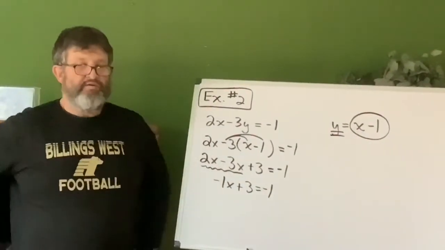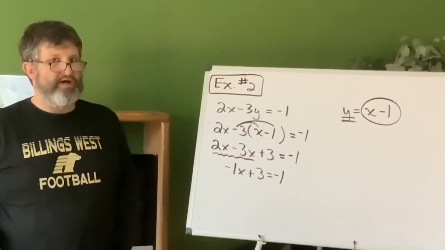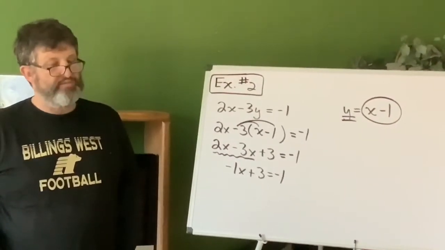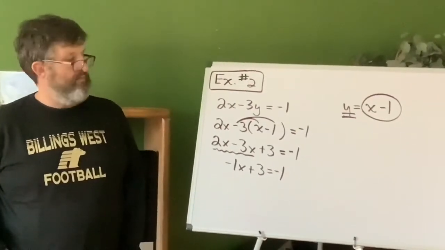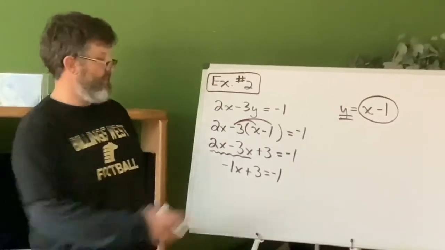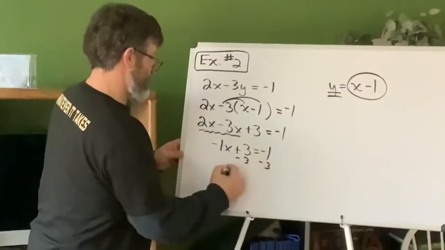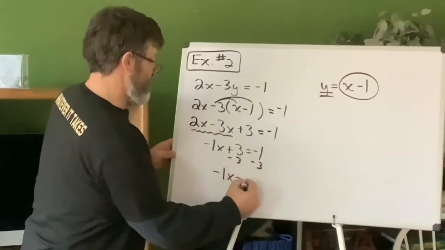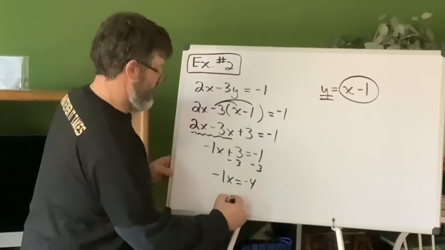Now, if I'm going too fast, make sure that you just push pause, right? I mean, that should be easy for you. Push pause and do the steps with me. All right, no big deal. So now, subtract 3 from each side, minus 3, negative 1x equals negative 4. Divide by negative 4, x is going to equal 4.